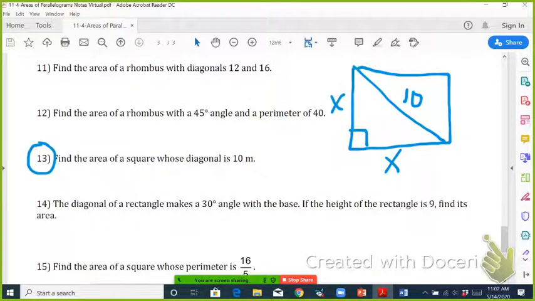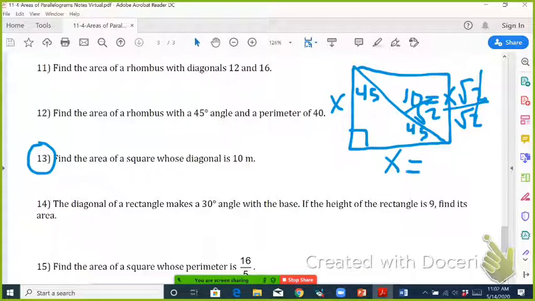Okay, in 13, we got to find the area of a square whose diagonal is 10. So a square you could think of as two 45, 45, 90 triangles, because a square is also a rhombus. So if you draw that diagonal, it's also a parallelogram. It's going to bisect those angles. So if the legs we call, or the sides we call x, then this hypotenuse would be x root 2. So when you divide by root 2, you get that x comes out to be 5 root 2. So if you simplify 10 over root 2, you get 5 root 2.